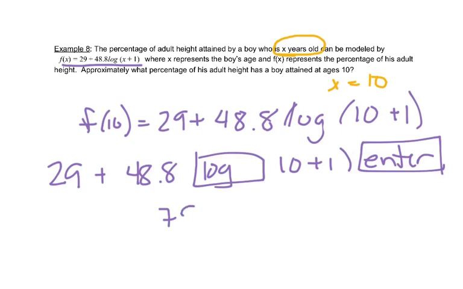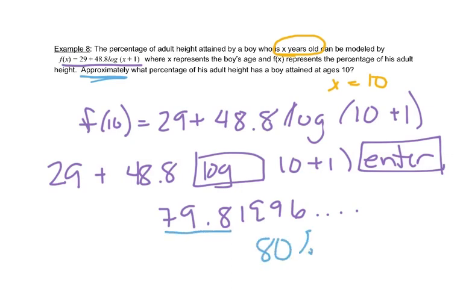And you should get 79.81996. It keeps going. And it says here approximately what percentage, which means it wants us to round. And the 79.8 is really close to 80%, so I would just call it 80%.